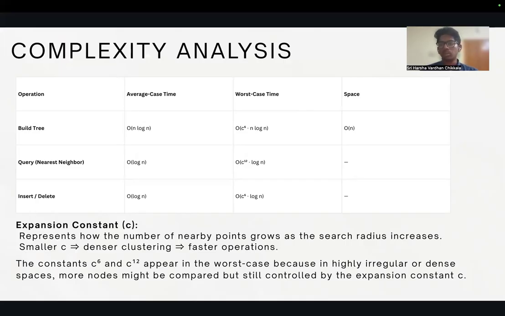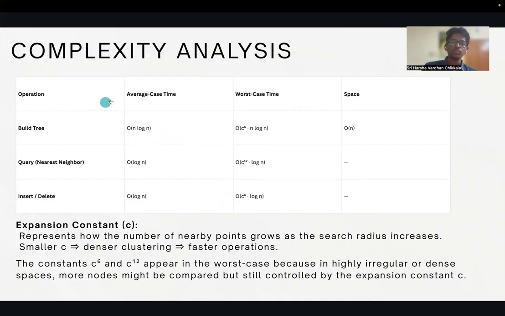Suppose we have a ball with a radius r. What the expansion constant describes is what happens when we increase the radius. Suppose you increase the radius from r to 2r, to what level will the data points increase? Suppose before we had x data points, and after increasing the radius from r to 2r we have y points. What is the ratio of increase between x and y by increasing the radius? This is what the expansion constant describes. A smaller C gives dense clustering and we get faster operations.